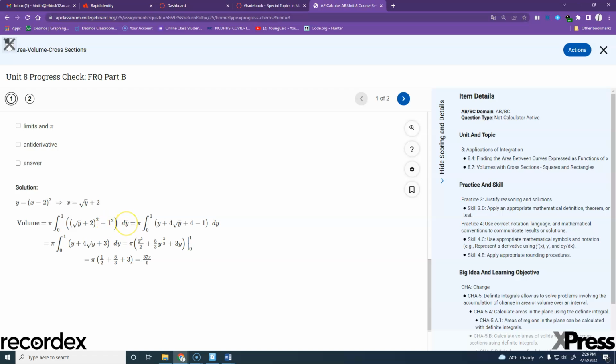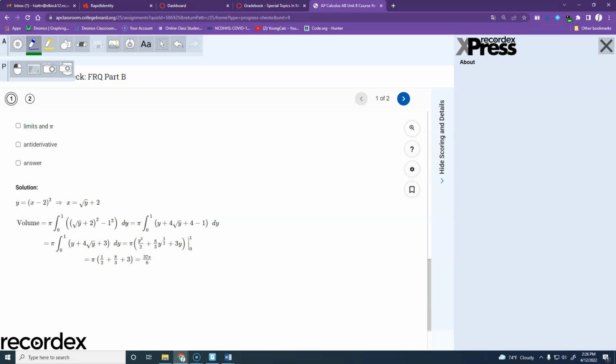square root of x plus 2 squared minus 1 squared, or I probably would have written it like this because I like to do them separately. I would have written it like this, the integral from 0 to 1 of pi times square root of y plus 2 squared dy minus the integral from 0 to 1 of pi times 1 squared dy, which is the same as this. Yes. So you could write that from 0 to 1. Right. Yeah, and pi 0 to 1 of square root of y plus 2 squared minus 1. Put a square there if you want, but you don't have to. dy. 37 pi over 6 is the answer.